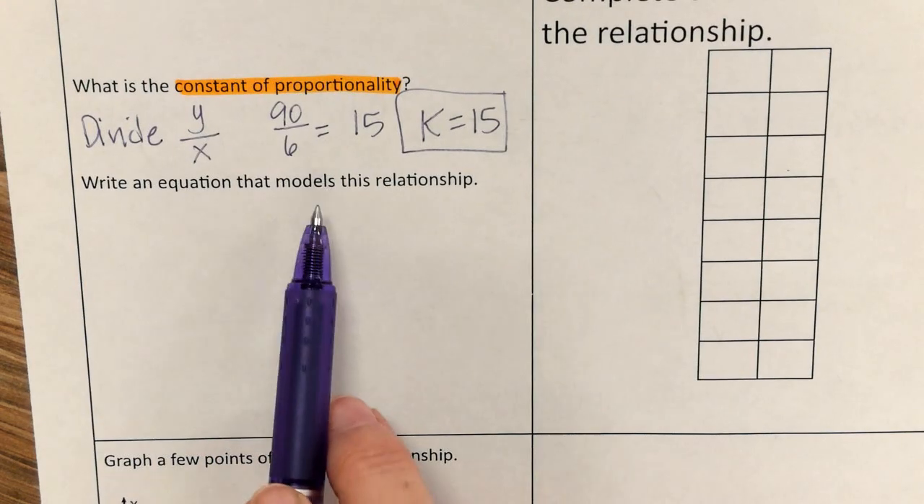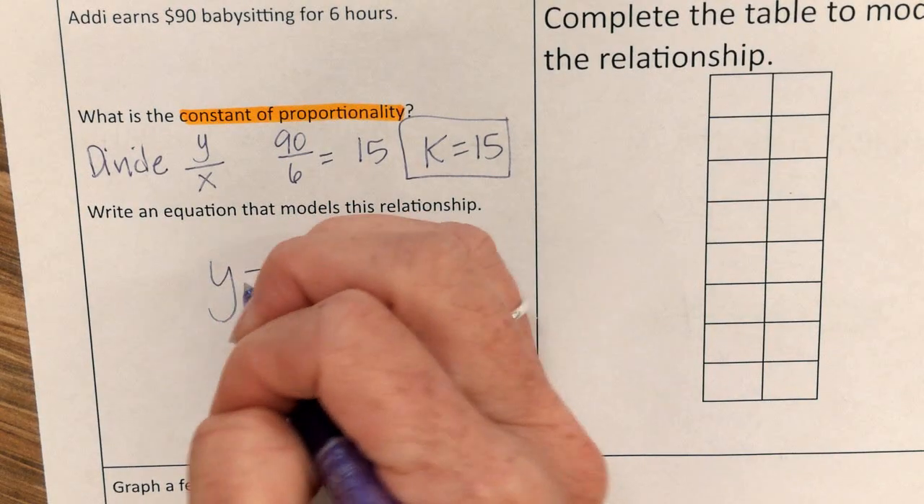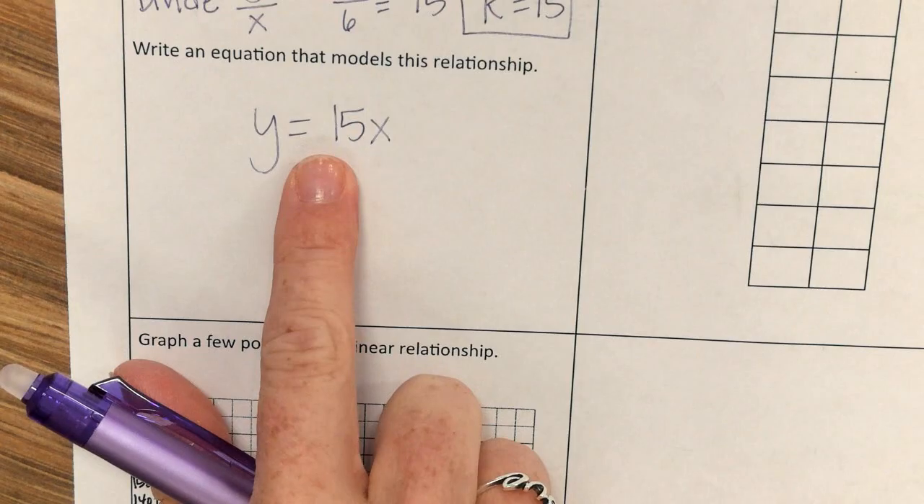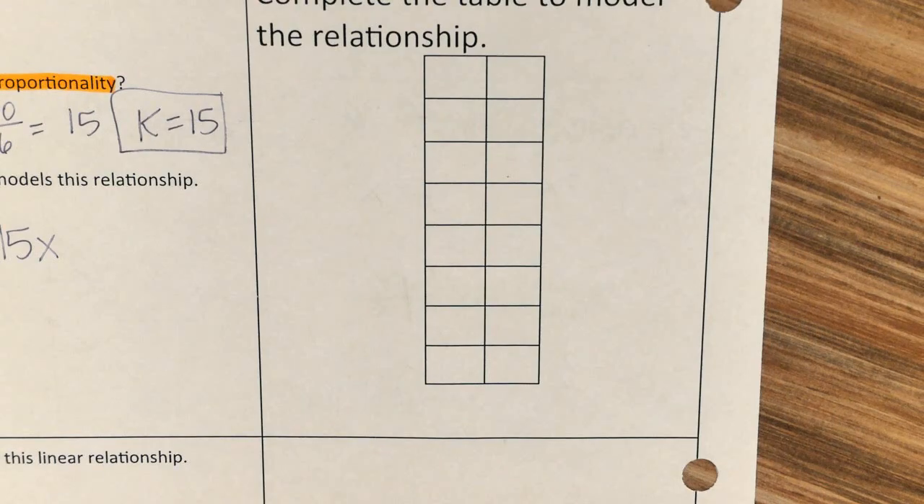Write an equation that models this relationship. Y equals 15x. Is this proportional? Why? There's no plus or minus b. Can you graph this equation on this graph? How? You're right, we can. How are we going to do that? I'll give you all a hint.